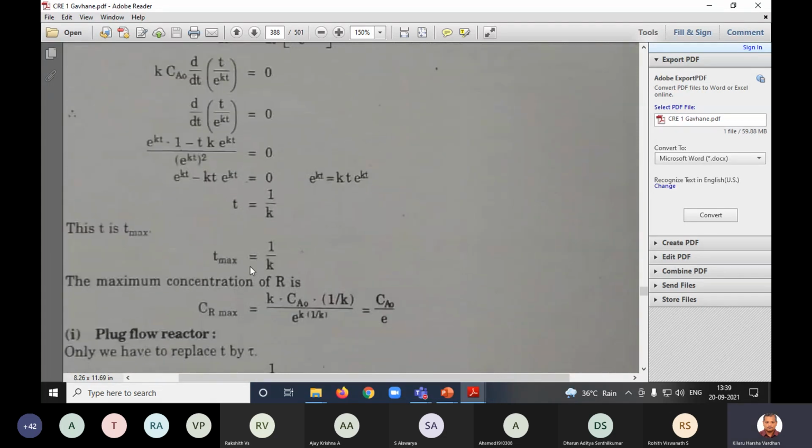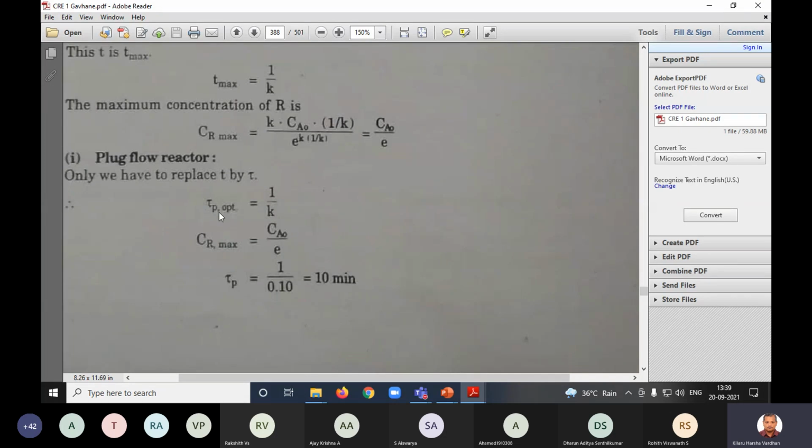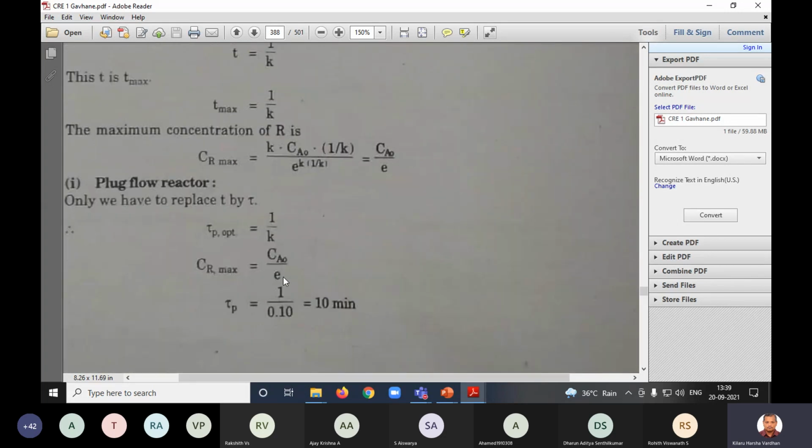You substitute that in that particular equation, you are getting CR max is K CA naught (1 by K) e power (K × 1 by K). So the K gets cancelled out, and you are getting CA naught by e, where e is the exponential. For a plug flow reactor, you know that tau P optimum is 1 by K. So CR maximum is CA naught by e.